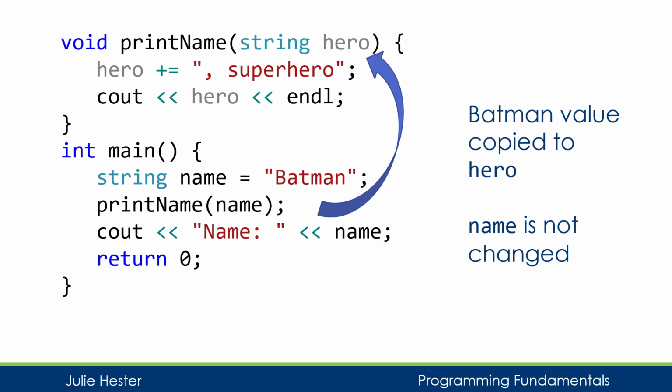And even though the print name function is going to modify the string hero, the original value, the original variable, is not changed. So the function print name will print Batman, superhero, but back in main, the name hasn't been modified, and so when main prints the value, it'll only print Batman.